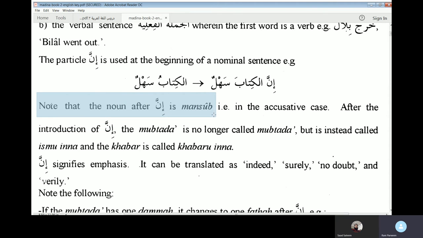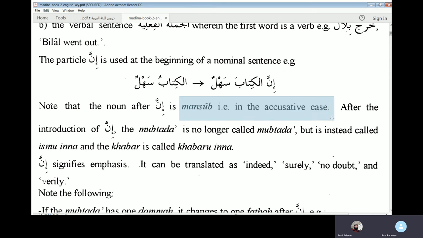Note that the noun after inna is mansub. Do you know what is mansub? Any word, any noun which has fatha on it is called mansub. Any word that has fatha at the end is called mansub.